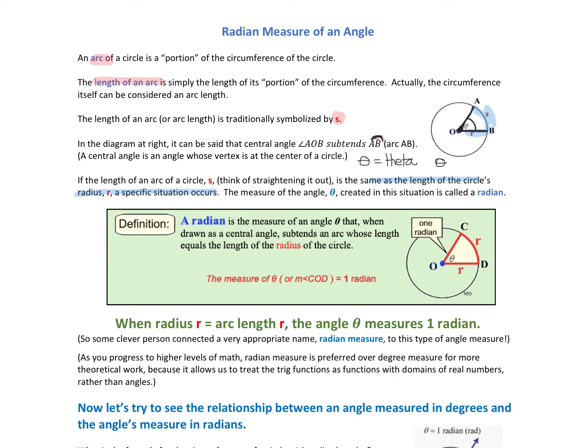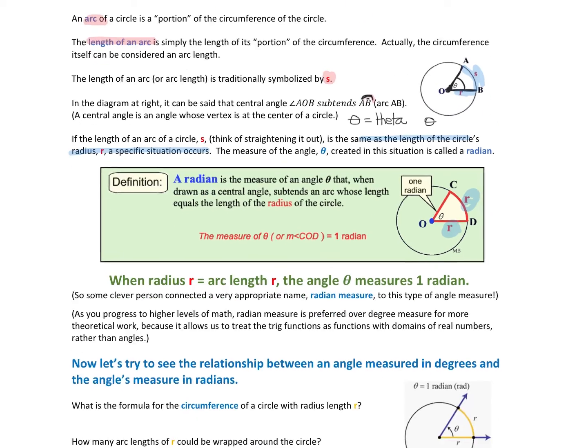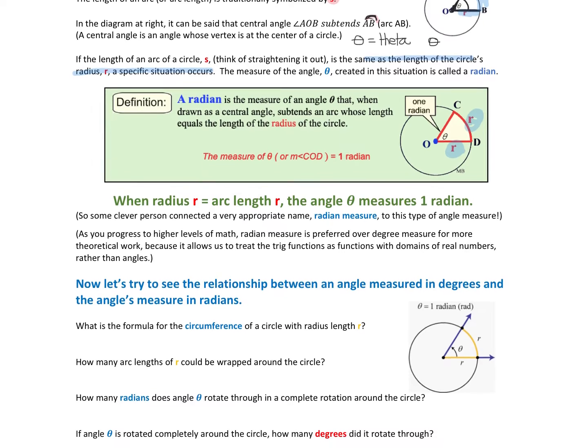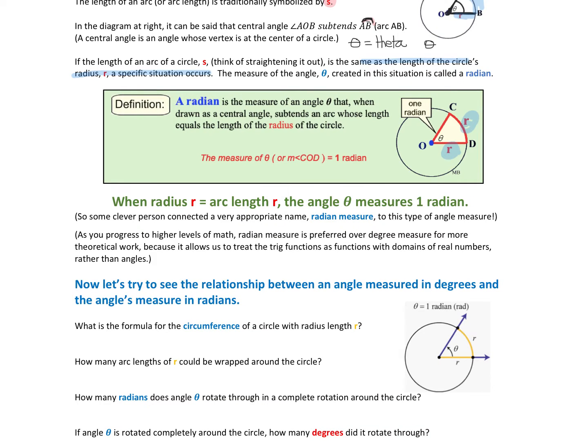So if I made that central angle smaller, so that the arc that it intercepts is a lot smaller, that angle there would not be a radian. But if those two are equal, if that length and that length are the same, the angle that's formed is one radian. Okay, so when the radius r equals the arc length r, the angle theta measures 1 radian. So some clever person connected a very appropriate name, radian measure, to this type of angle.